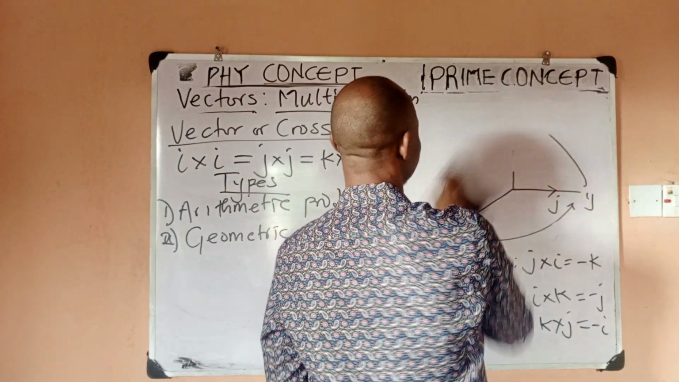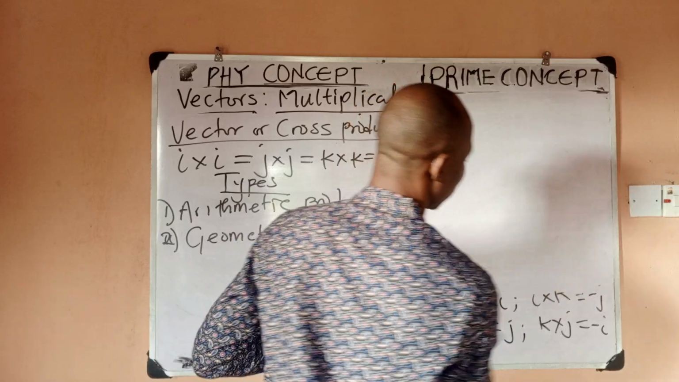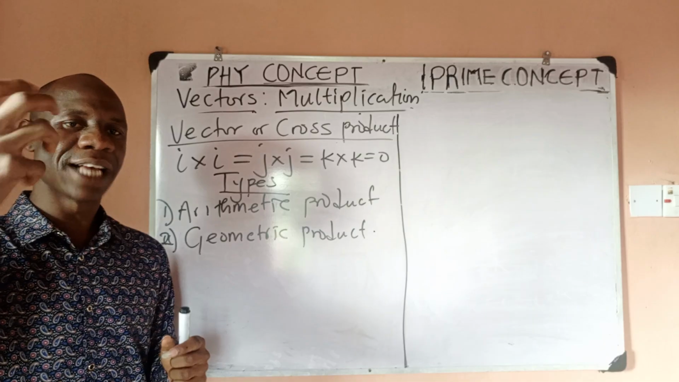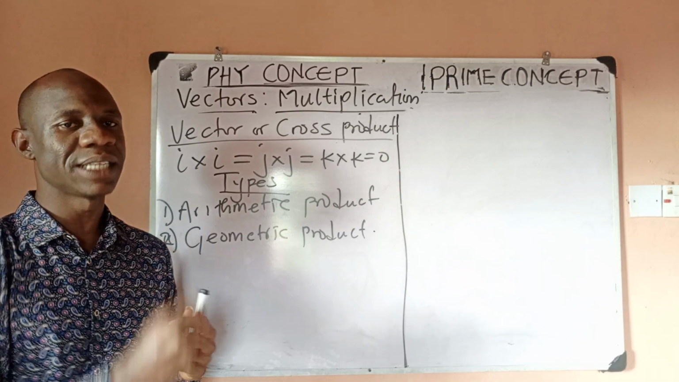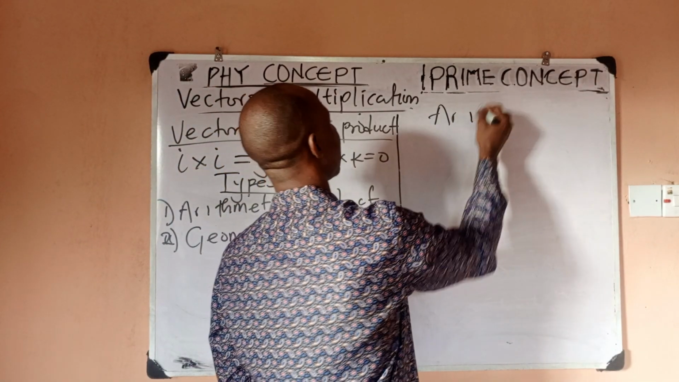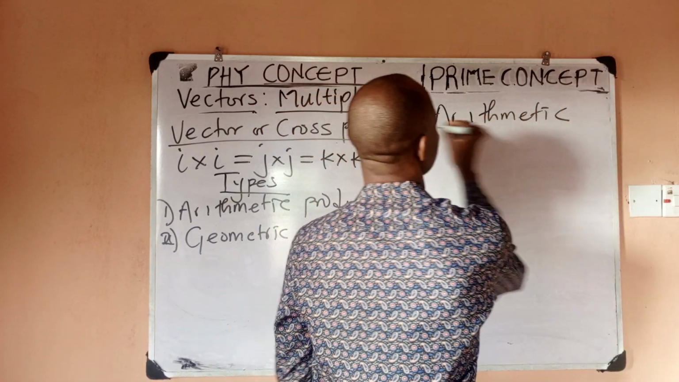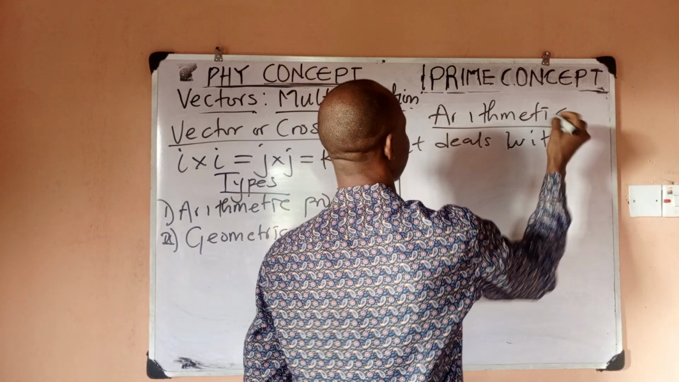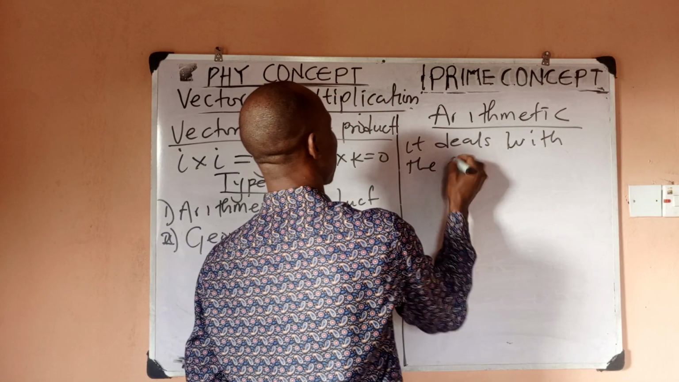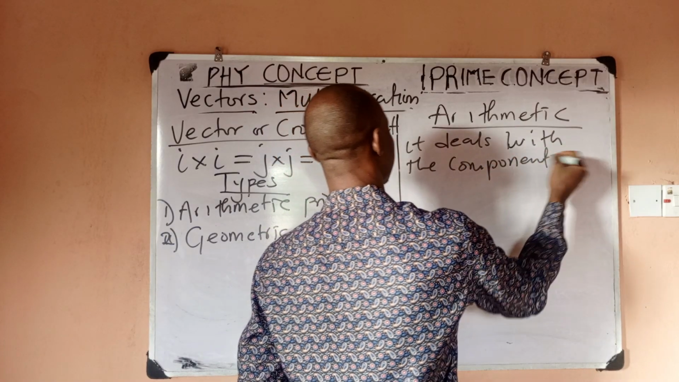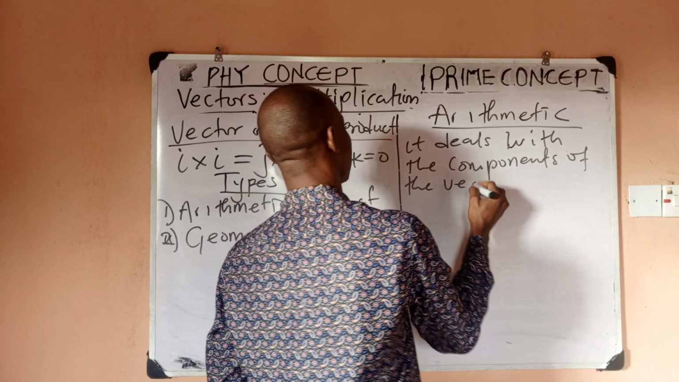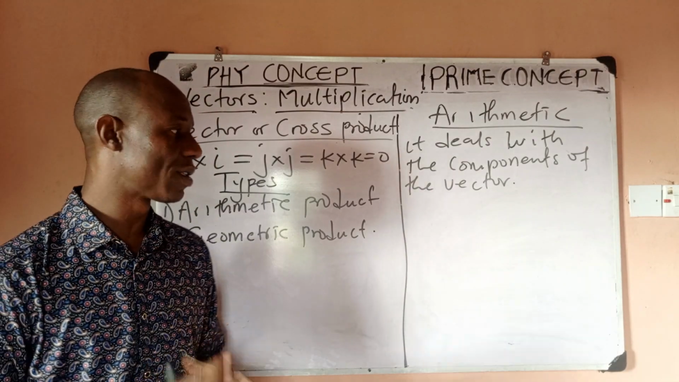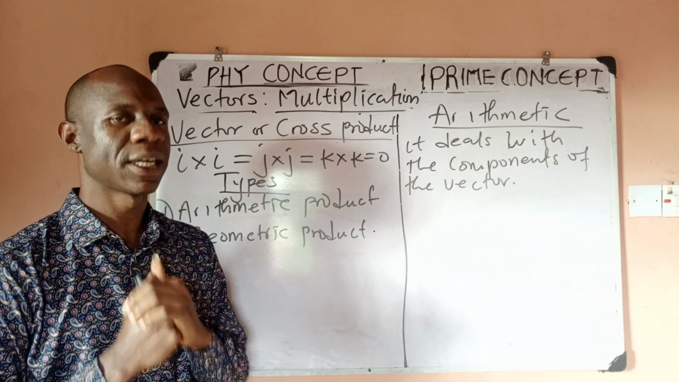Now, whenever you hear arithmetic, just the same way we studied under the scalar product, arithmetic has to do with multiplication of the components of the vector. So that is what we want to consider arithmetic. It deals with the components of the vector. So this is very important. Whether in cross product or in dot product, it considers what? The components of the vector, right?